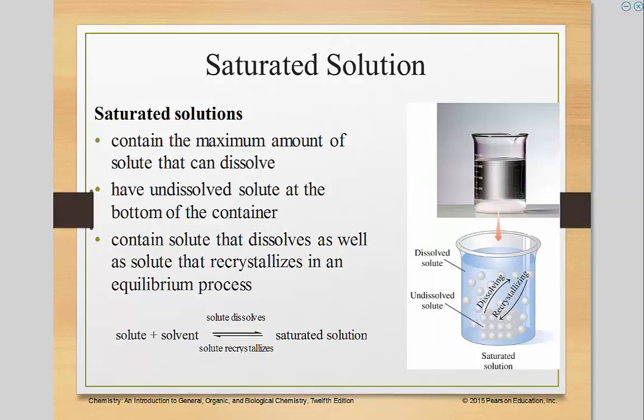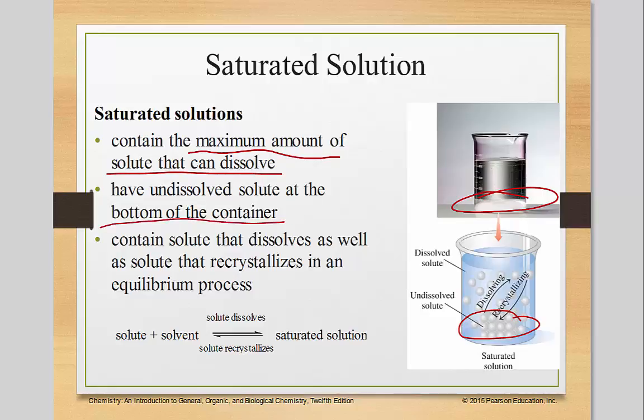A saturated solution, however, you're going to start seeing particles on the bottom because basically it's absorbed as much as it possibly can, so it ends up sitting on the bottom afterwards. So it contains the maximum amount of the solute that can be dissolved. Anything undissolved is on the bottom of the container.